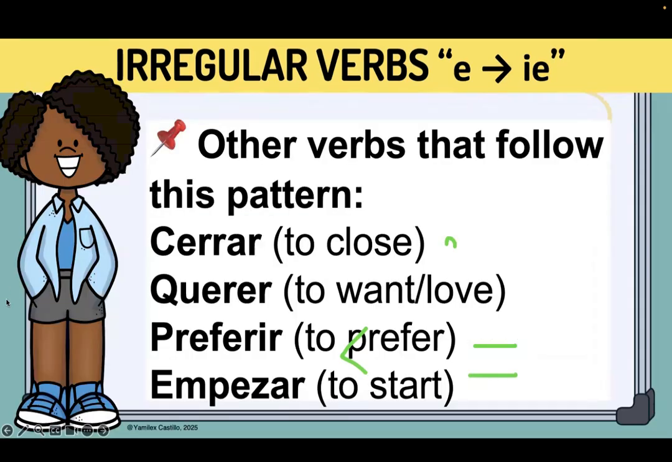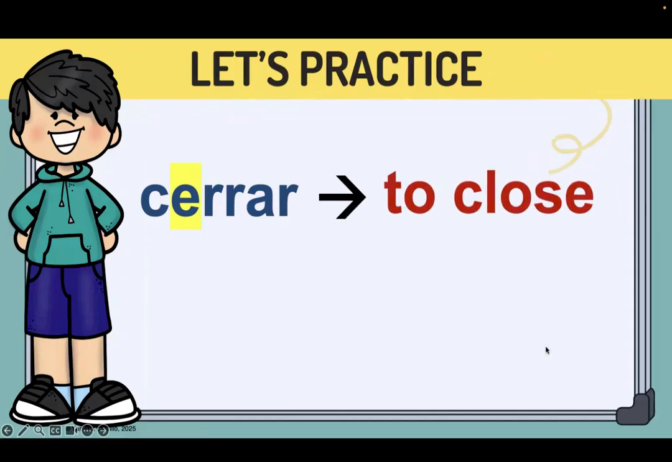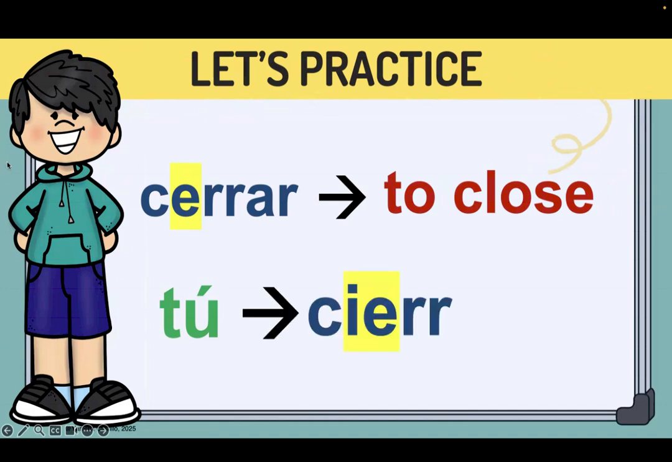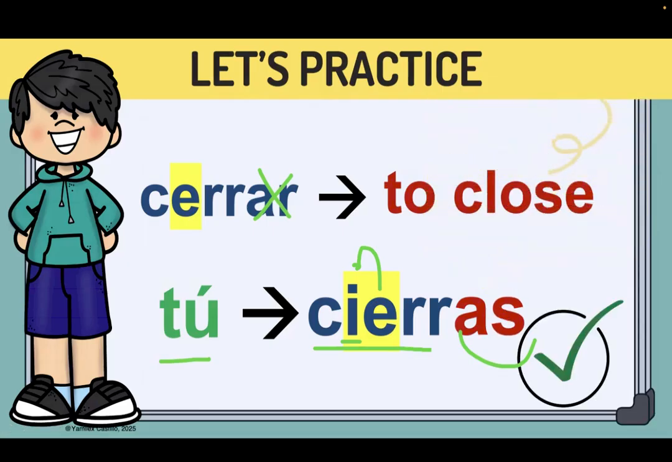Then, we have other verbs that follow this pattern. We have cerrar, querer, preferir, and empezar. We're going to practice. Cerrar, we already know that is to close. We're going to conjugate with the pronoun tú. We're going to add the I before the E. Remember that we have to drop the ending when we are conjugating verbs. We have cier. Then we're going to add the ending for the pronoun tú according to the chart. So we got AS, tú cierras.